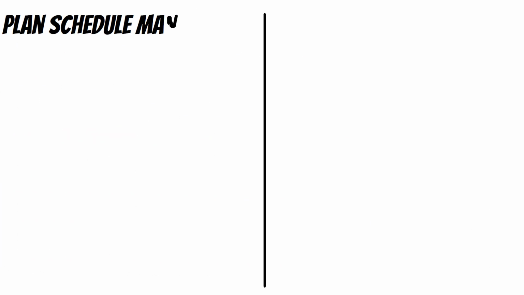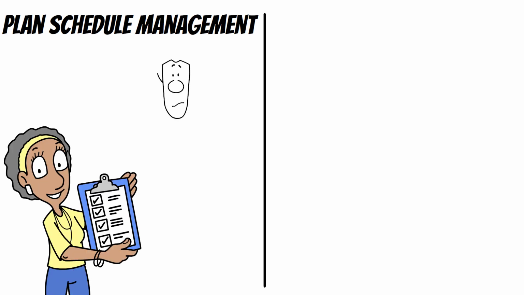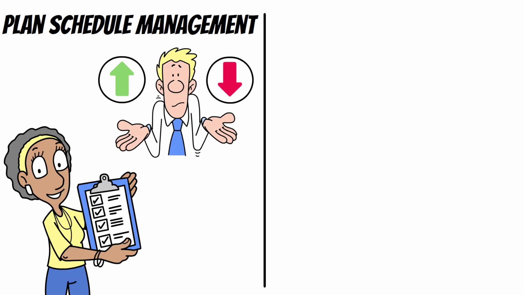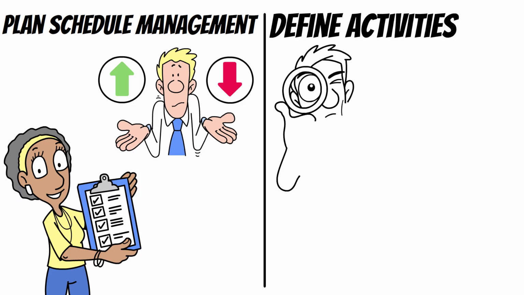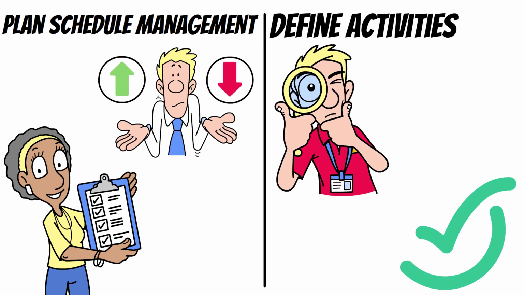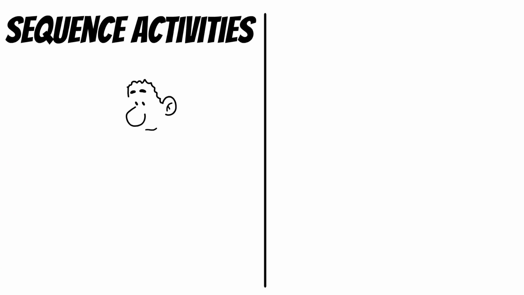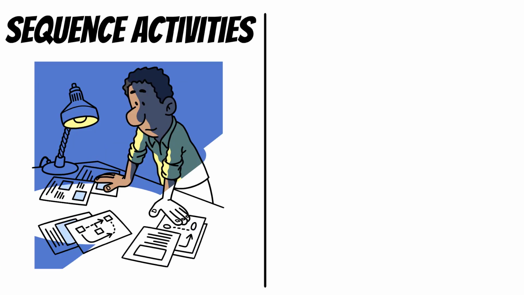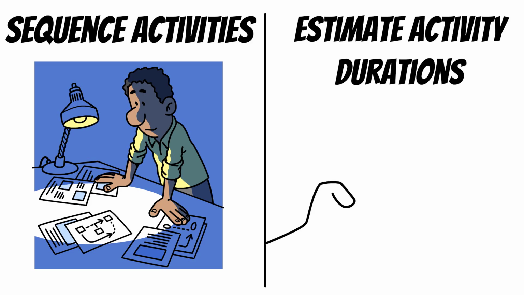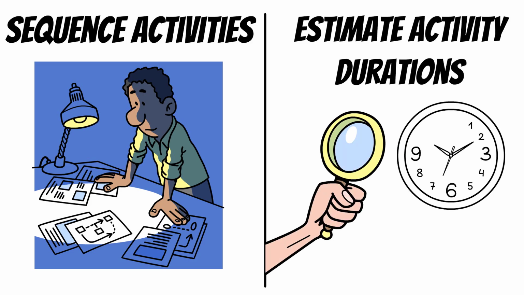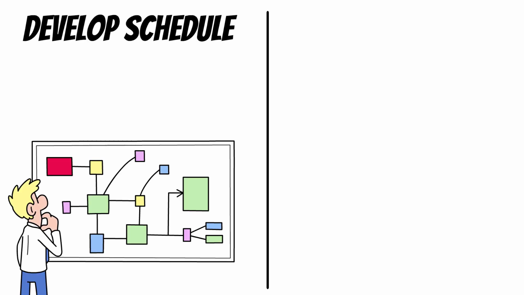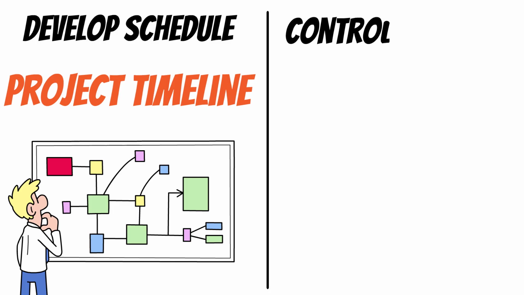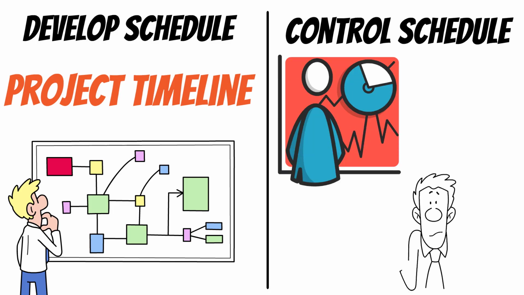1. Plan schedule management, setting the ground rules for how we will create and manage the schedule. 2. Define activities, identifying all the tasks needed to complete the project. This is what we're focusing on today. 3. Sequence activities, putting tasks in the correct order. 4. Estimate activity durations, figuring out how long each task will take. 5. Develop schedule, combining everything to build the project timeline. And 6. Control schedule, monitoring the schedule and adjusting as needed.